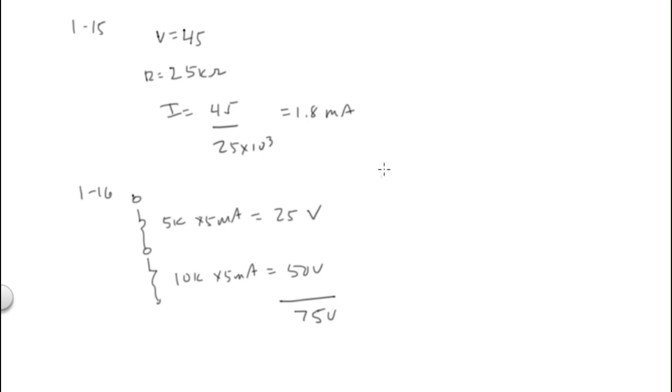Number 17. If 1 amp equals 1 coulomb per second, and 1 coulomb is 6.24159 times 10 to the 19th electrons, find the number of electrons flowing in each of the circuits in 1-4 above. I'm going to let you do that one if you want to. I'm not going to ask you that one on a test, but that's something you might be interested in doing.